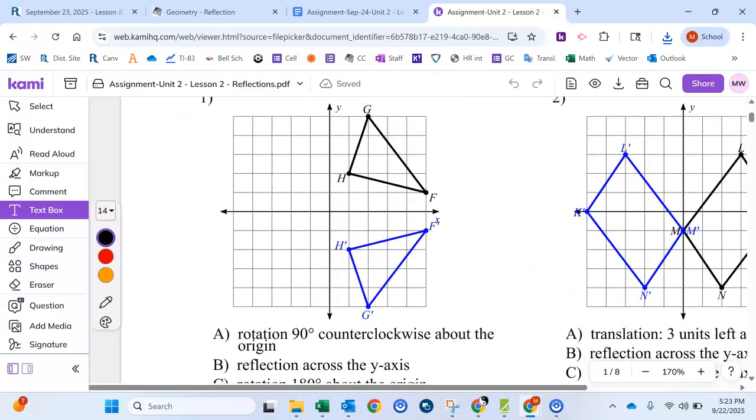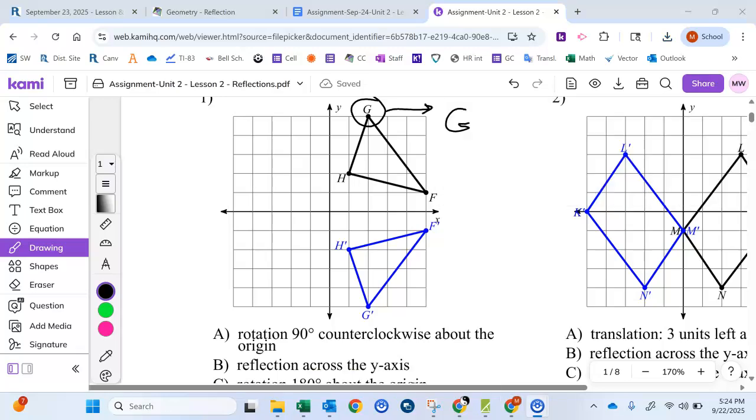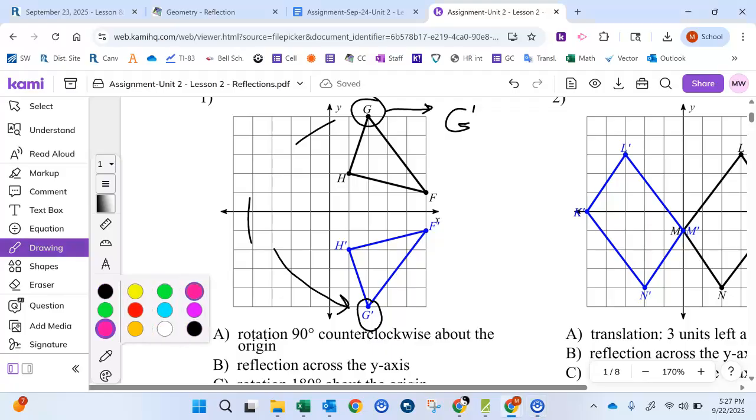Remember that when we have a point like G, for example, then the changed one is going to be G prime. Where is that over here? Well, if you look at G prime, it's right there, right? So it goes all the way. G is over here. So where's G prime again? It's down there. So it goes all the way down here.